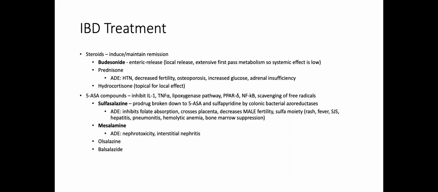5-ASA compounds, so like aspirin-like compounds, inhibit IL-1, TNF-alpha, and the lipoxygenase pathway. Examples of these would be sulfasalazine or mesalamine. These are good compounds that I would make sure I would know in the treatment of IBD.